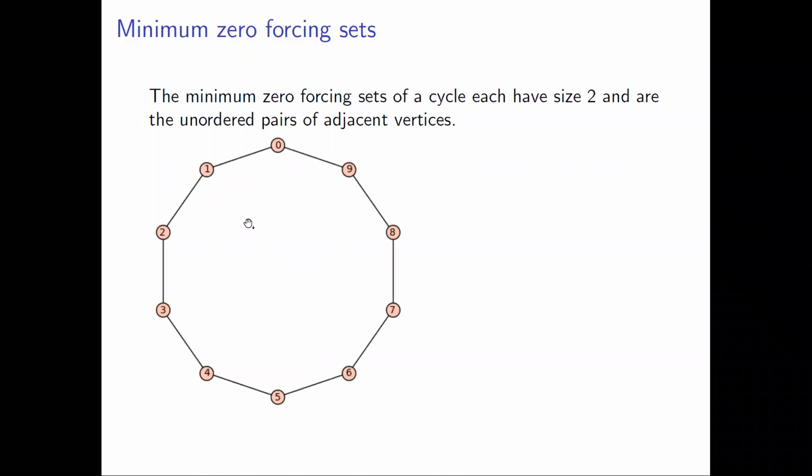For the cycle, if we try to only use a single initial blue vertex, then we'll run into a problem: that vertex has two white neighbors. So no other vertices will ever be colored in this graph. So we need more than one initial blue vertex for a cycle. We need at least two. And we see that two works by placing them adjacent to each other, and then the whole cycle is colored blue.